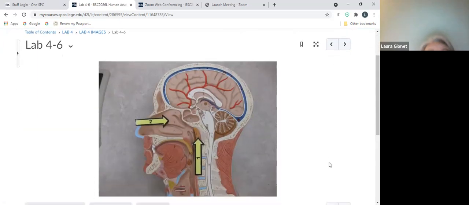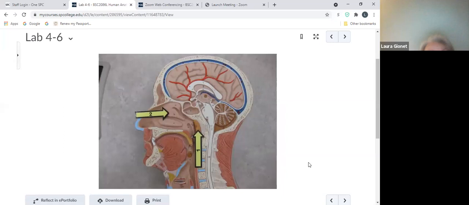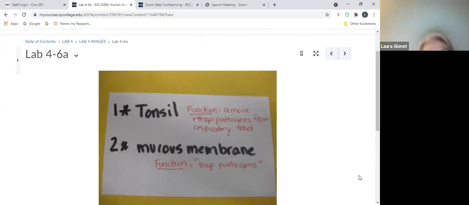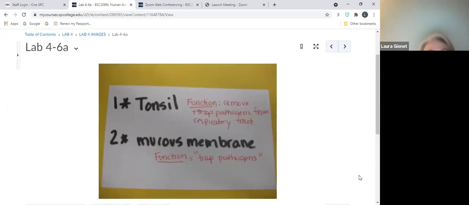Okay, and then we had the half head model that I was referring to before. I had a big F because there is a big F on that organ. You have the nasal cavity and sinuses at 2, and then 1 is your adenoid. Right, so we have tonsils. 1 tonsil, the function is to remove and trap pathogens from the respiratory tract, and you have a mucous membrane.